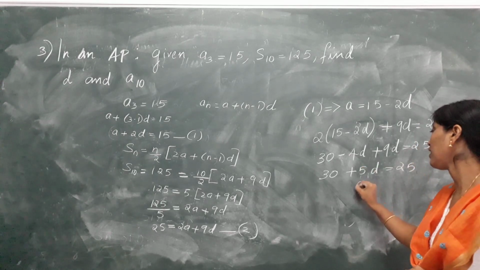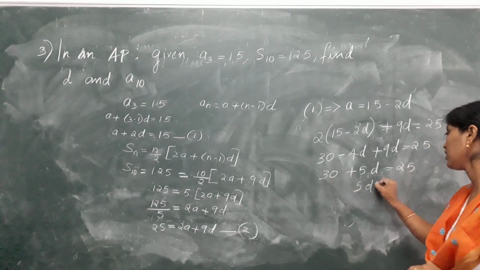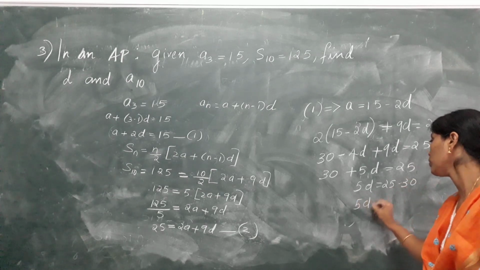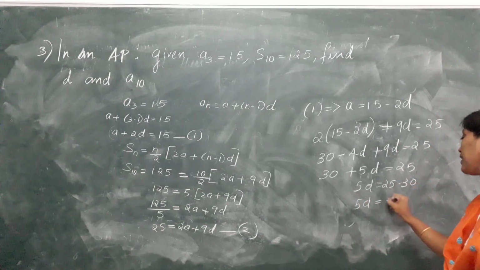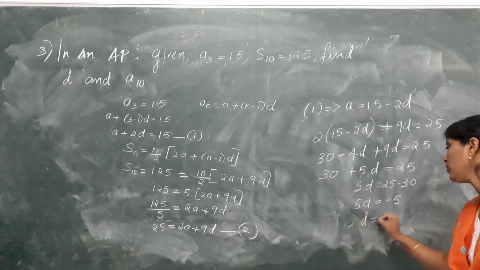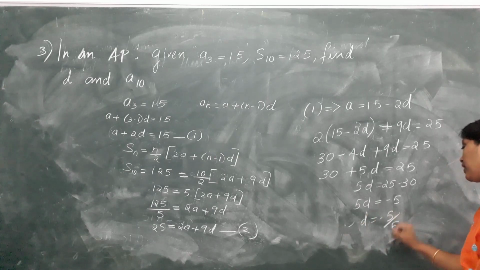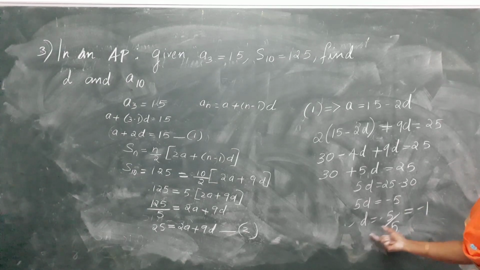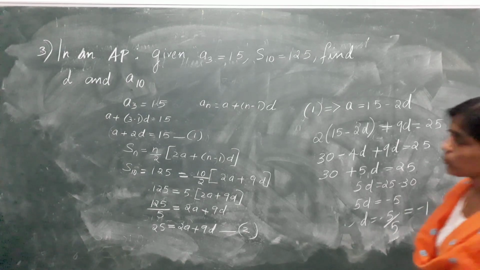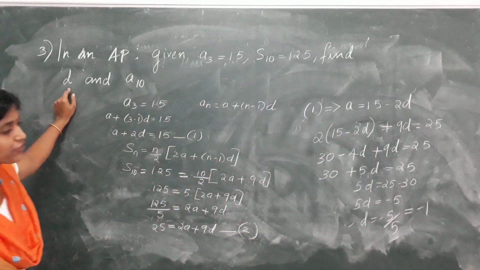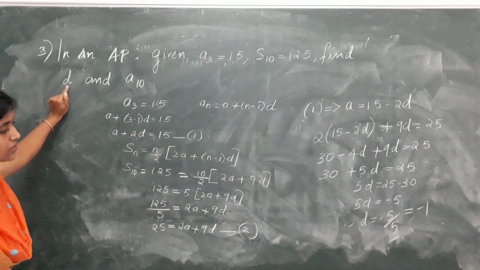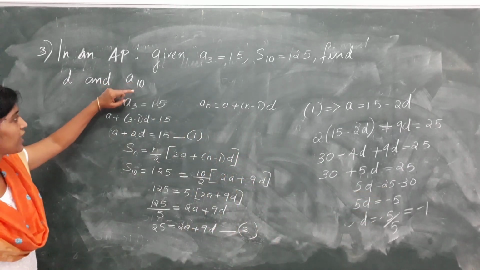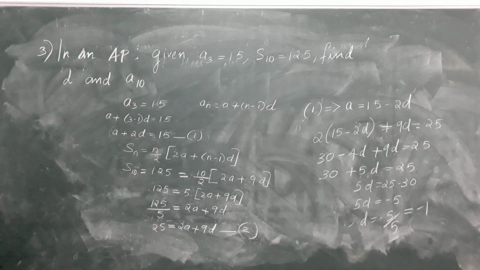Which means you get 5d is equal to, transposing, 25 minus 30. 25 minus 30 is minus 5. So d is equal to minus 5 by 5, that's equal to minus 1. So the value of d is equal to minus 1. Now we are asked to find the common difference d. So we got the first answer, d is equal to minus 1. Next we are asked to find the 10th term a10.